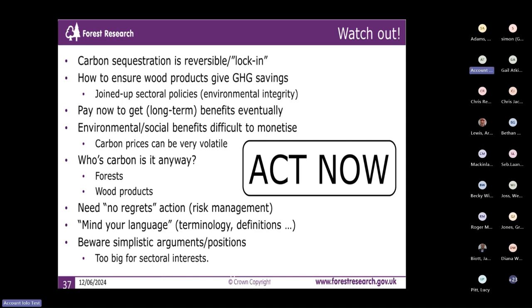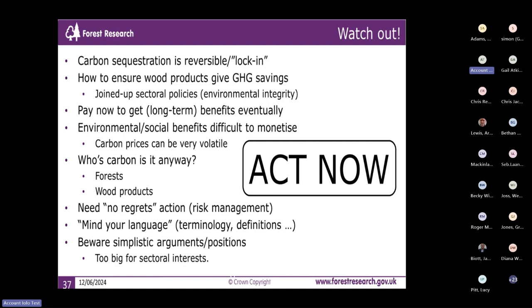And then whose carbon is it anyway? In the forests, if you've got a forest, you don't own the carbon in that forest. The government owns the carbon because the government claims that carbon as part of what it reports to the United Nations Framework Convention on Climate Change. So how do we work out who owns carbon? And then when you sell carbon in a wood product, who owns the carbon in the wood product? Well, that's a tricky one. And we need no regrets action, risk management along the lines that I guess Gail was talking about this morning, my colleague Gail Atkinson. And please mind your language. Terminology is complicated and you need to use it very precisely.